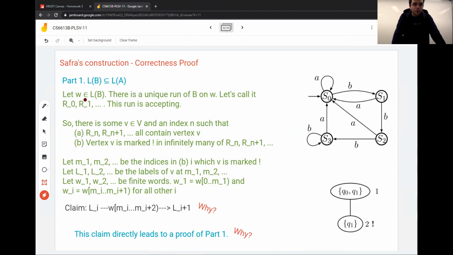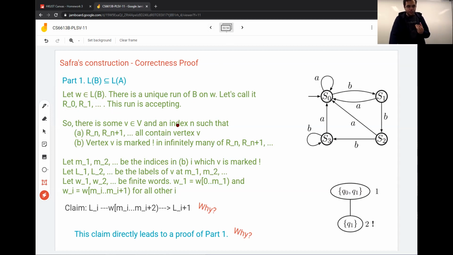Okay, so let's just take one word in the language of my automaton B, and let's show that this word W is also in the language of A. Because B is deterministic, I have a unique run on this word W. And because W was in the language of B, I know that this unique run is an accepting run. So let's call this run R0, R1, and so on, and these Ri's are each a Safra tree, right?